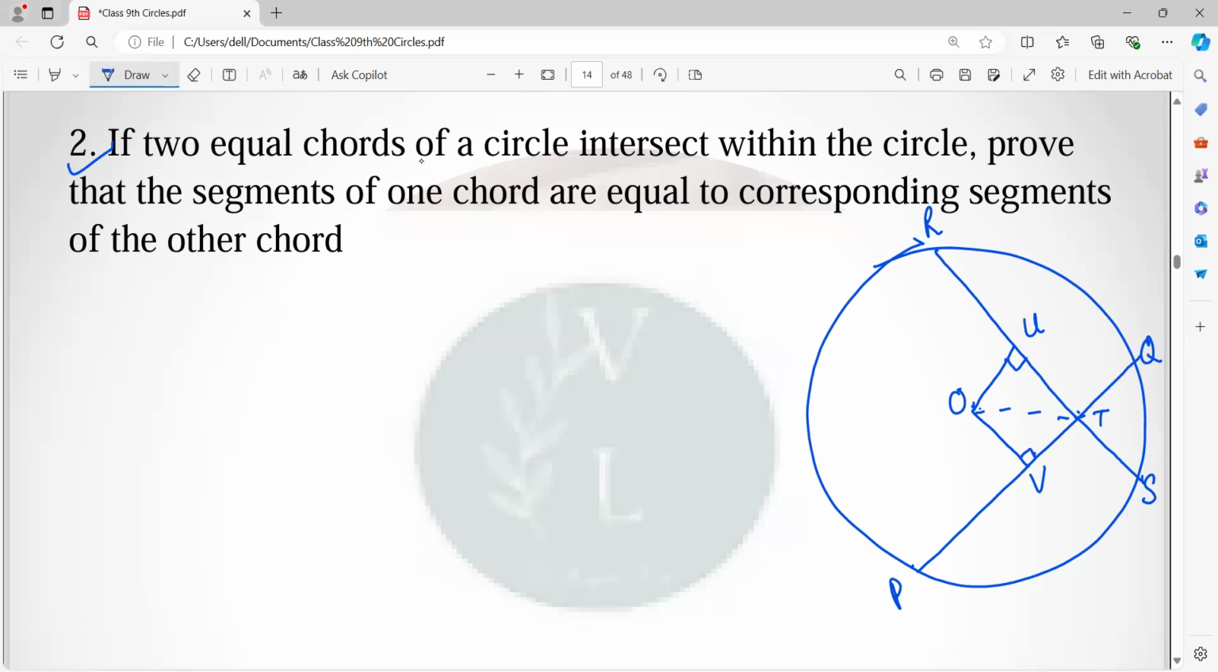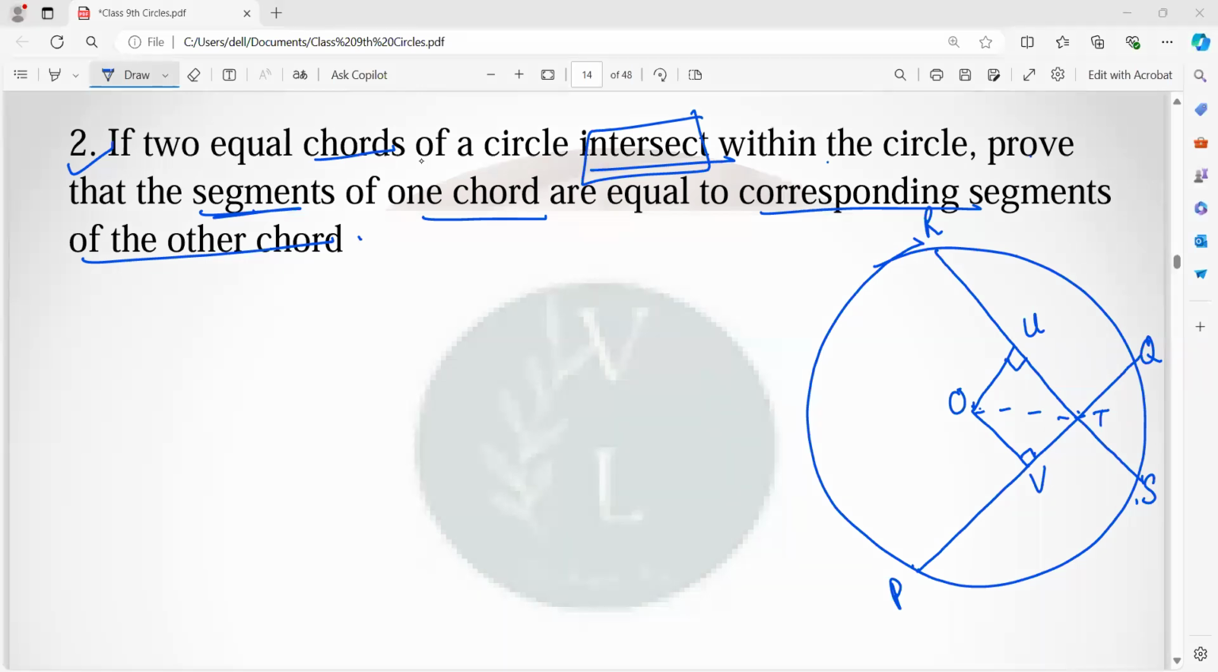So, in question number 2, we have: if two equal chords of a circle intersect within a circle, prove that segments of one chord are equal to the corresponding segments of the other chord. So what we need to prove here, we are given two chords of a circle which are equal, and the two chords are intersecting within the circle. So we'll take the two chords PQ and RS, which are the equal chords. Here, PQ and RS are the equal chords intersecting at point T.